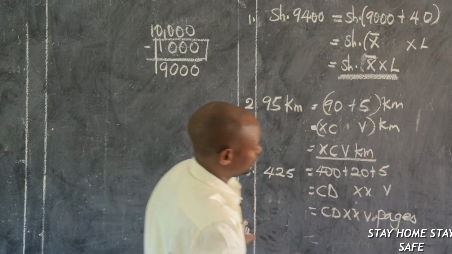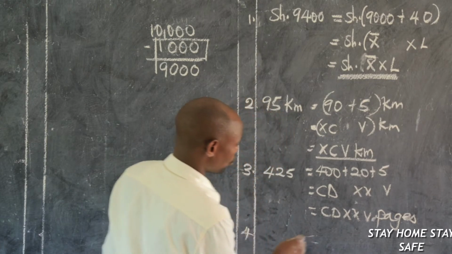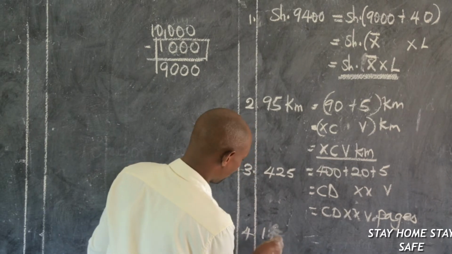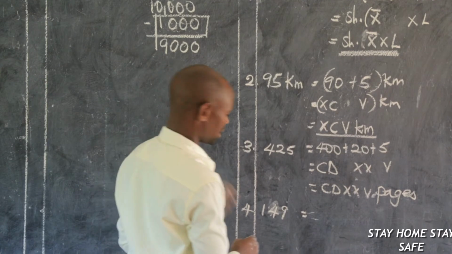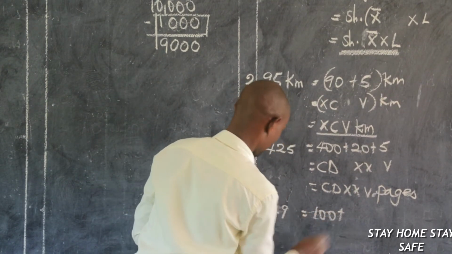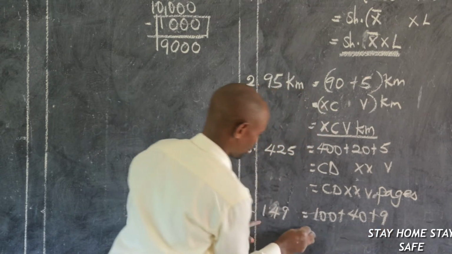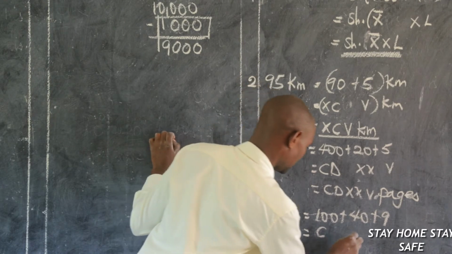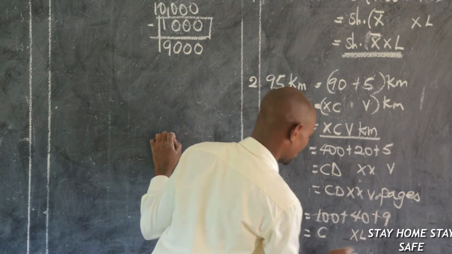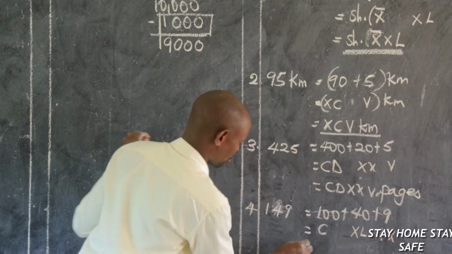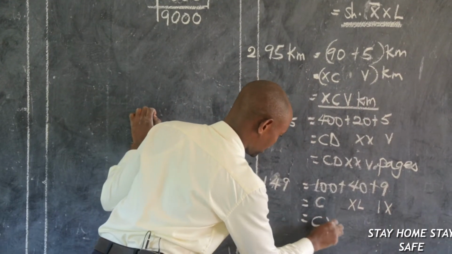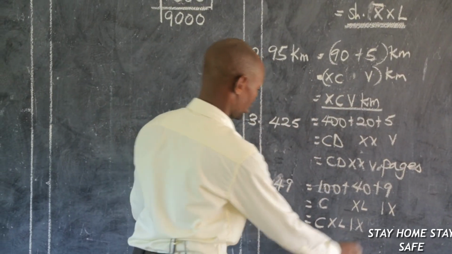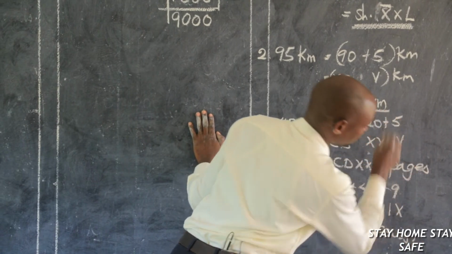Then number 4, John has 149 cows. So this one is going to give you 100 plus 40 plus 9. 100 is written as C. What about 40? XL. What about 9? IX. When you bring them together, C, XL, IX. Which units? They have told you these are cows.